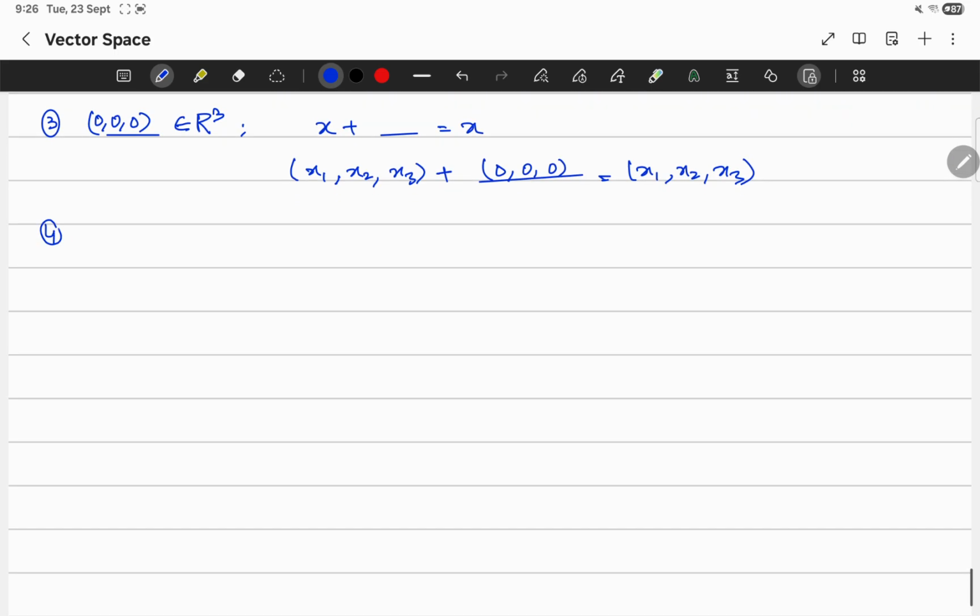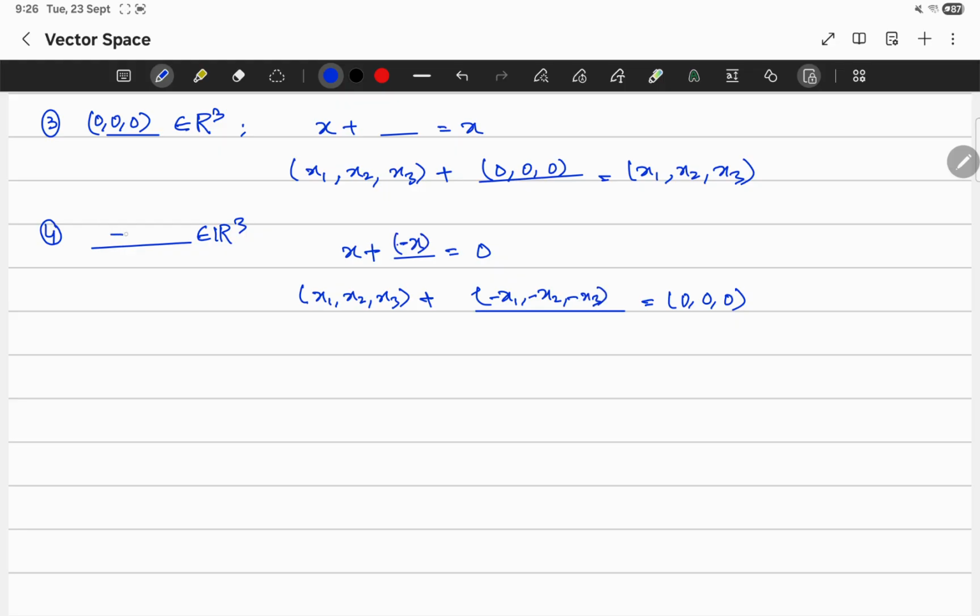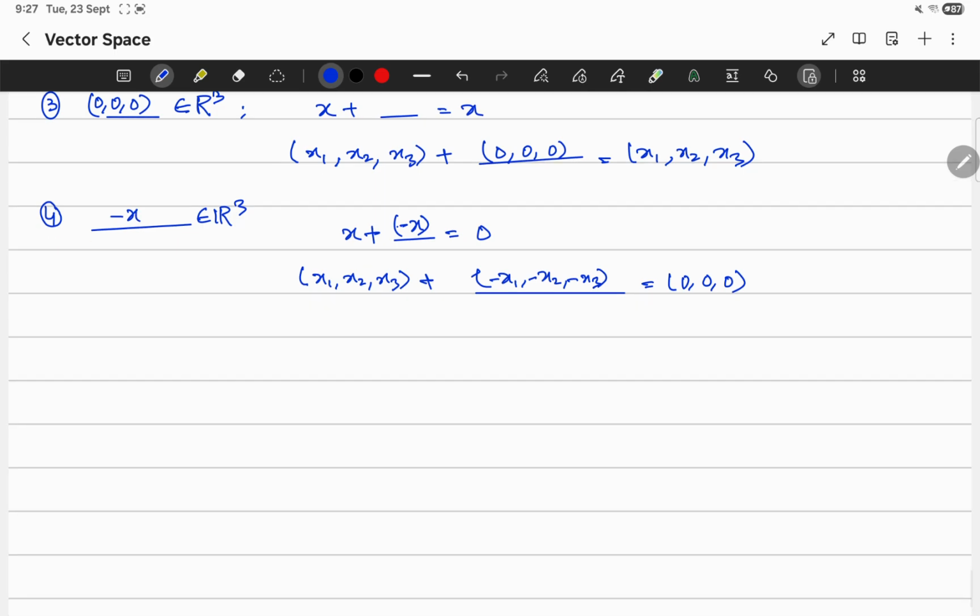And the fourth property is the inverse, that is you have one element from your R3 such that if you add it with the element you will get the 0, so that is 0, 0, 0. So here the element is x1, x2, x3. You have to add one element such that you will get 0, 0, 0. So you will add minus x1, minus x2, minus x3. If this is x, then that vector will be minus x. So minus x is again an element of R3.